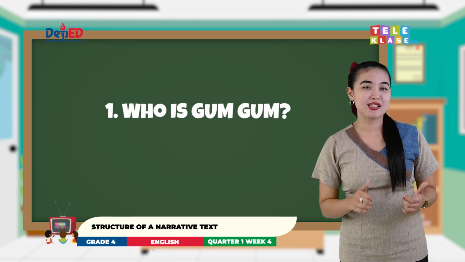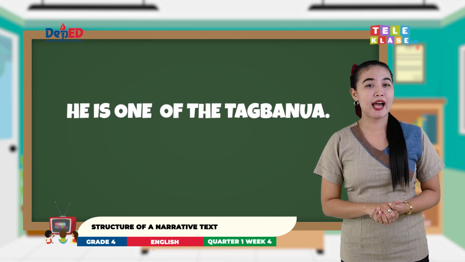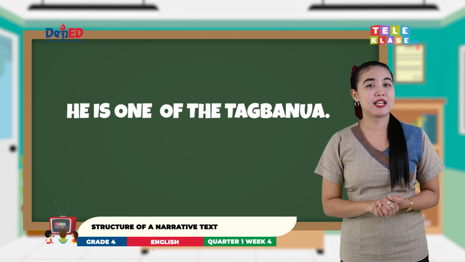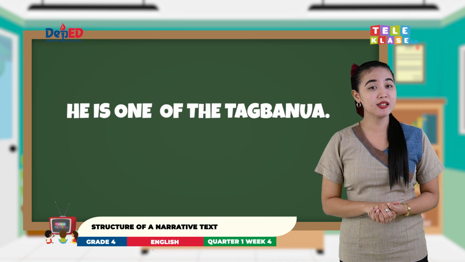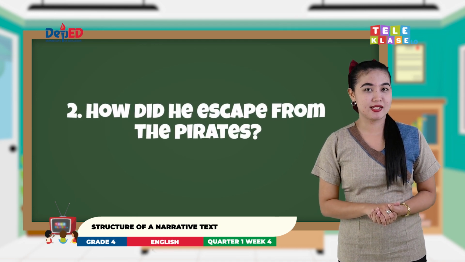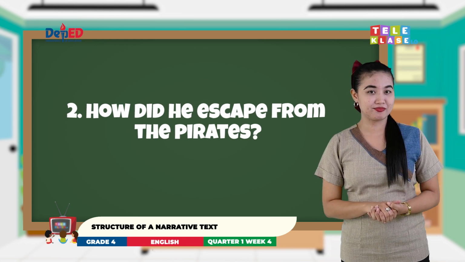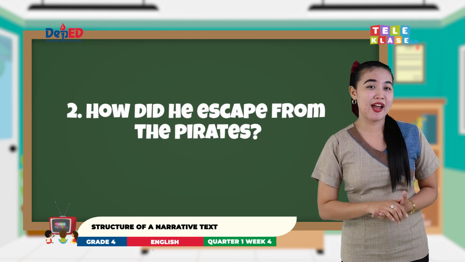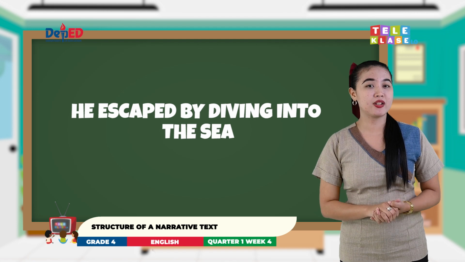You got it right! Gumgum is one of the Tagbanwa who came to the nearby island of Malunao to gather shells and to catch crabs in the shores. And for our second question, how did he escape from the pirates? That's correct! Gumgum escaped from the pirates by diving into the sea.